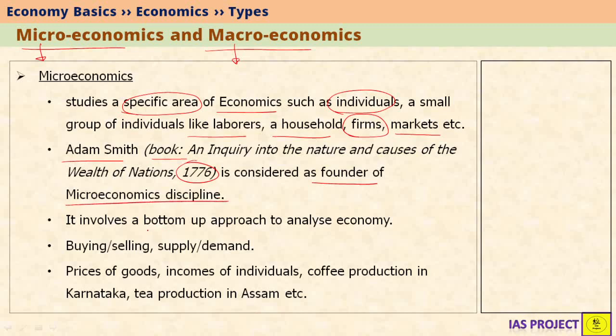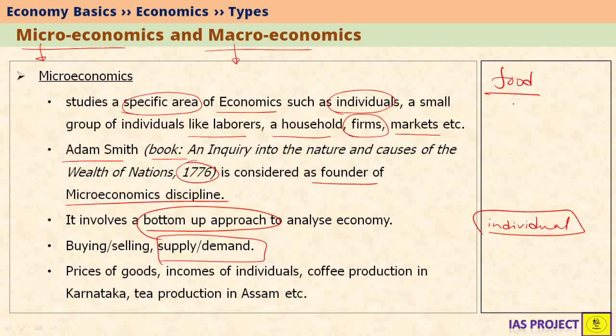Microeconomics involves a bottom-up approach. What does this mean? Microeconomics starts with individuals or individual aspects of the economy, and then it tries to explain the economy itself. For example, supply and demand. Food supply and demand affects how food is distributed to the population. If the supply is higher, the rates fall. If the supply is low, the rates are high. So this is studied by microeconomics.